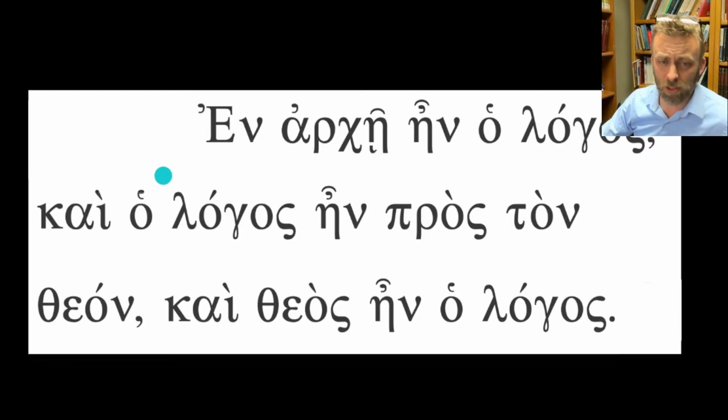So you've got 5 words in Greek. What do they mean? In, beginning, he or it was, the word. In the beginning was the word. En archi in o logos. Okay? Let me bring it up now.